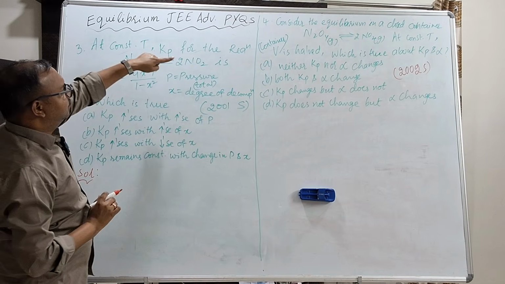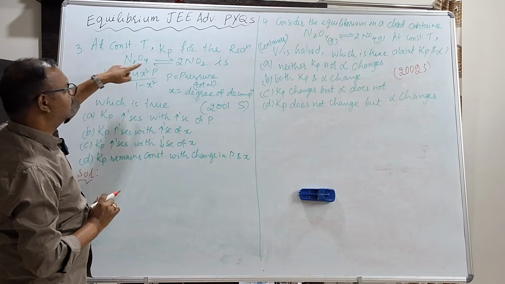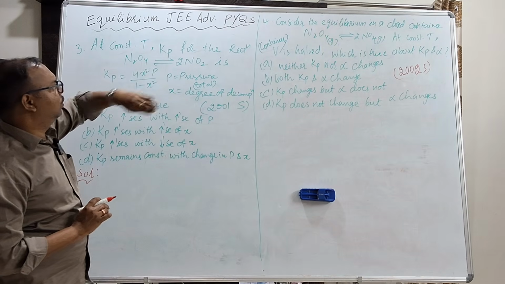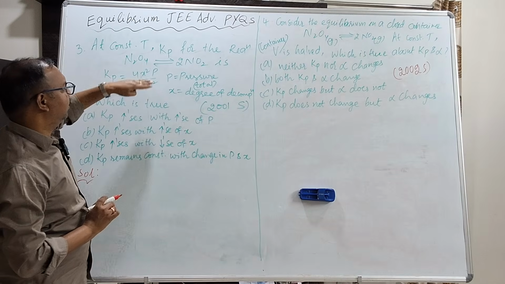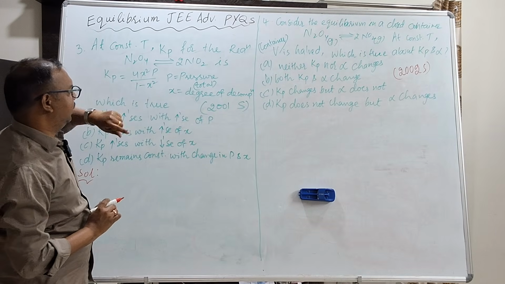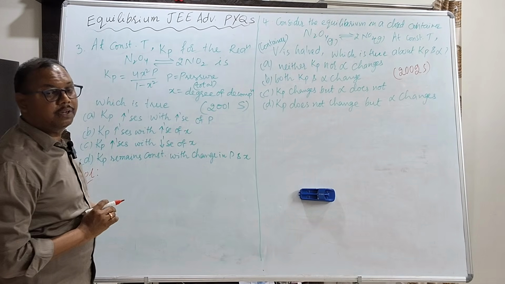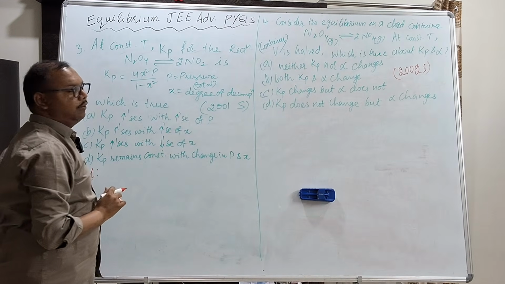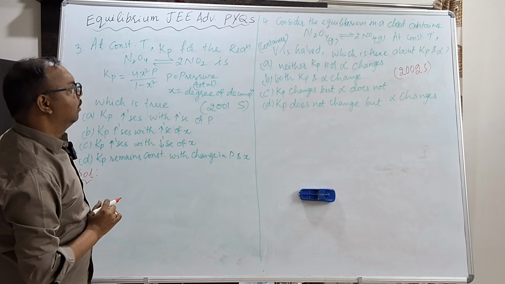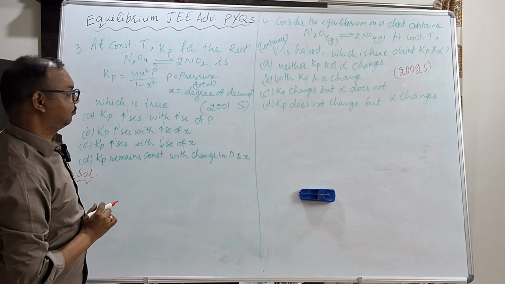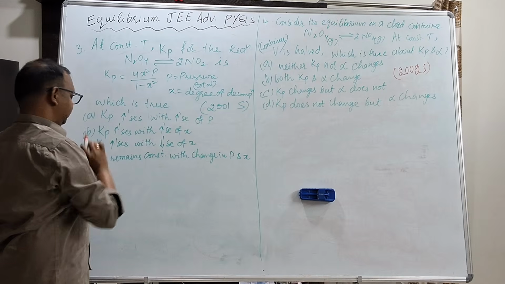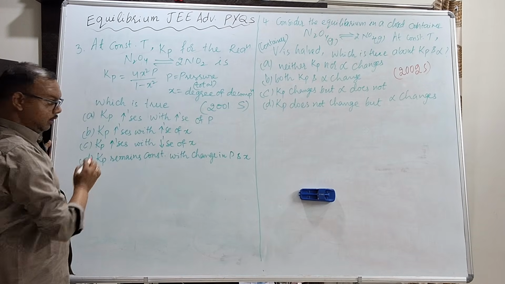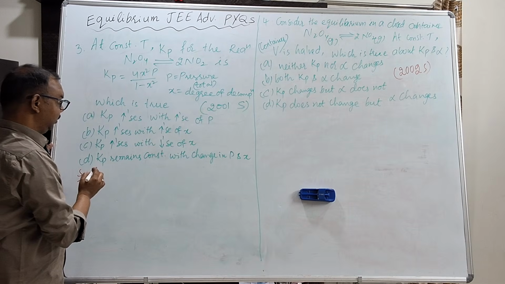At constant temperature, Kp for the reaction, actually this reaction is a decomposition reaction, N2O4 gives rise to 2NO2, and Kp is given as 4x square P by 1 minus x square. They are expressed in terms of Kp, where P is the total pressure and x is the degree of decomposition. Here they have given x, that's why we are going through part of the derivation.